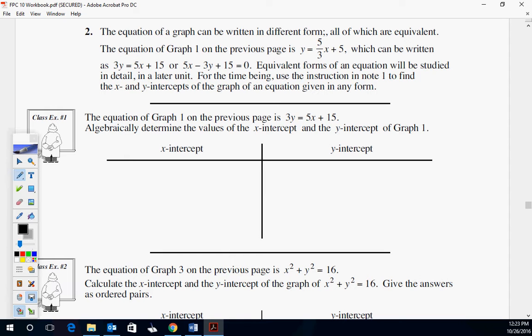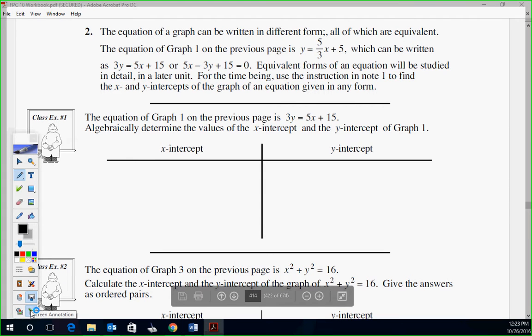Okay, so anyways, the equation of graph 1, on the previous page, we already have the answers, but we're going to do it algebraically now. So if I want to find the x-intercept, what do I make 0? Yeah, y. We should all be saying that. Okay? Make y 0. Yeah, thank you.